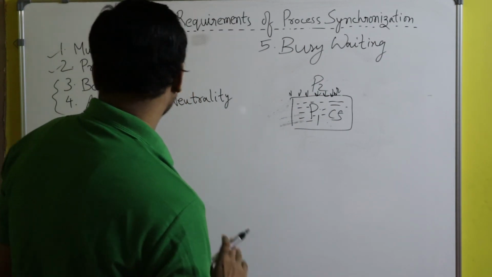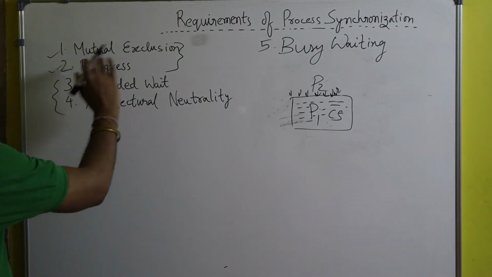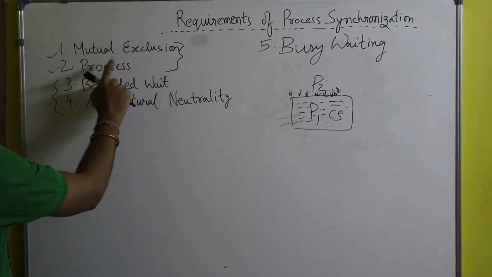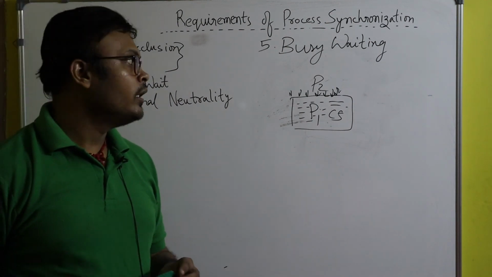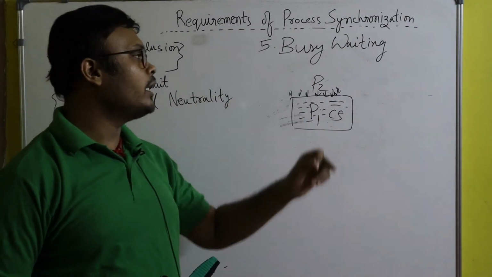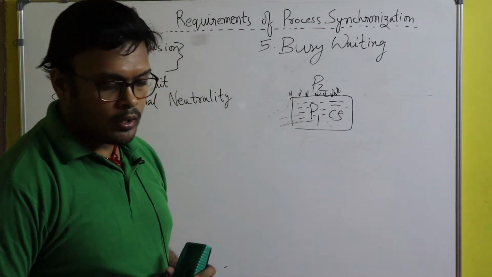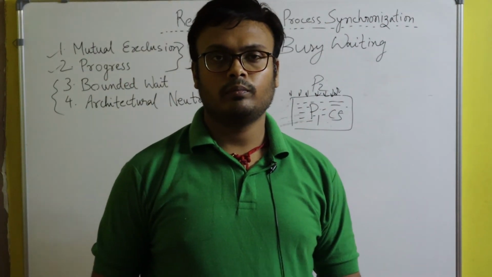Okay. So these are the 5 important points of critical section process synchronization. Point number 1, mutual exclusion, and point number 2, progress, are very important. And the rest, bounded waiting, architectural neutrality, and busy waiting, are of secondary importance. Okay. Now after this lecture, I will tell you about lock variable. Okay. Thank you.